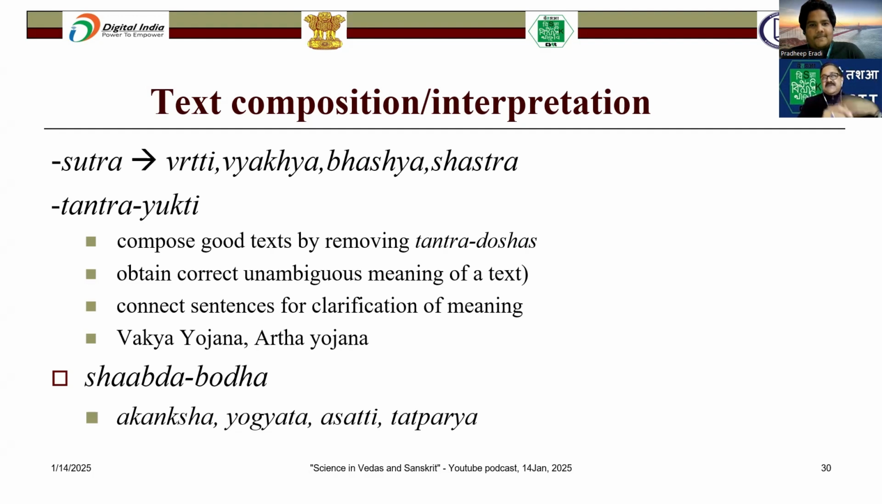And Shabdabodh was the process where people were able to obtain the unambiguous meaning, by putting together things like Akanksha, Yogyata, Asatti, Tatparya. When you construct sentences, make sure the right Akanksha is there, the right Yogyata is there, and Asatti is there, nearness is there, Tatparya, all of that. And this was used both in constructing text as well as interpreting text.